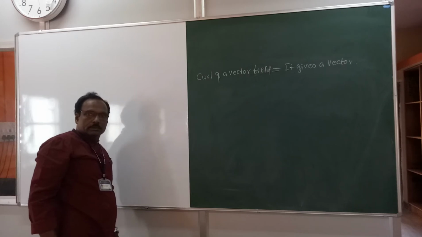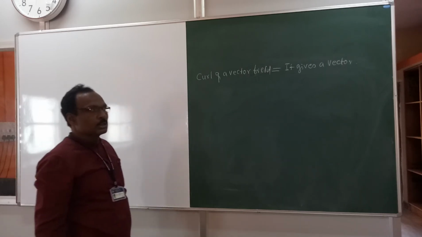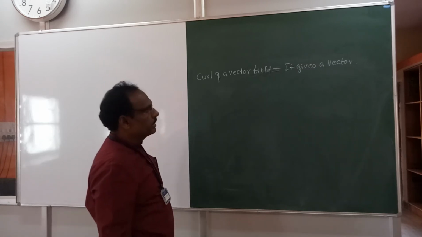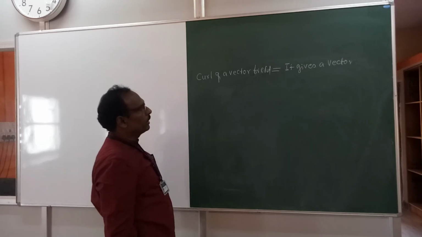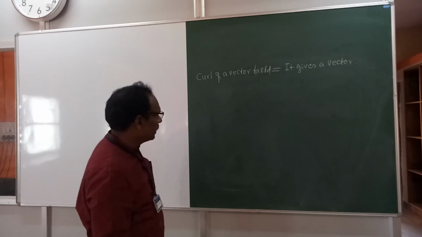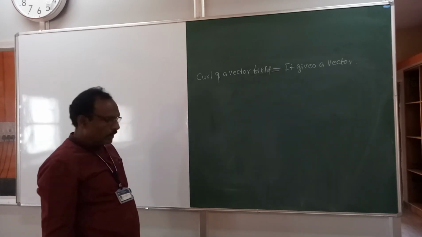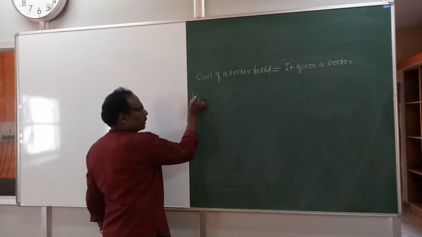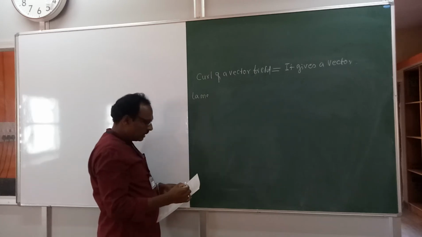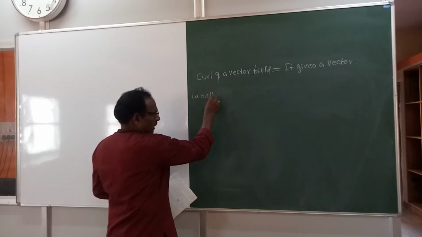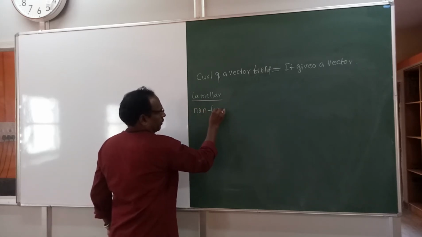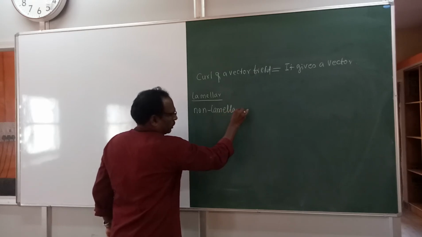The gradient of a scalar is a vector. The divergence of a vector is a scalar, and the curl of a vector field E is a vector. The curl of a vector is a vector. Well, I am going to use the word lamellar, or non-lamellar. What do you mean by this?